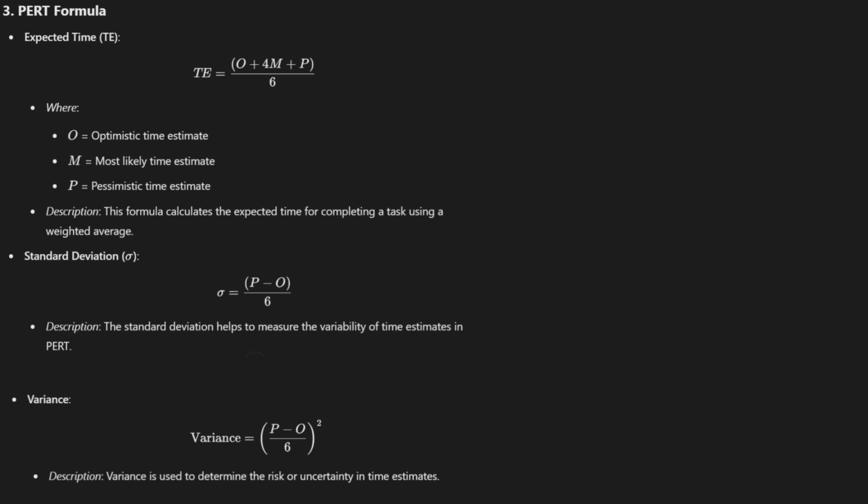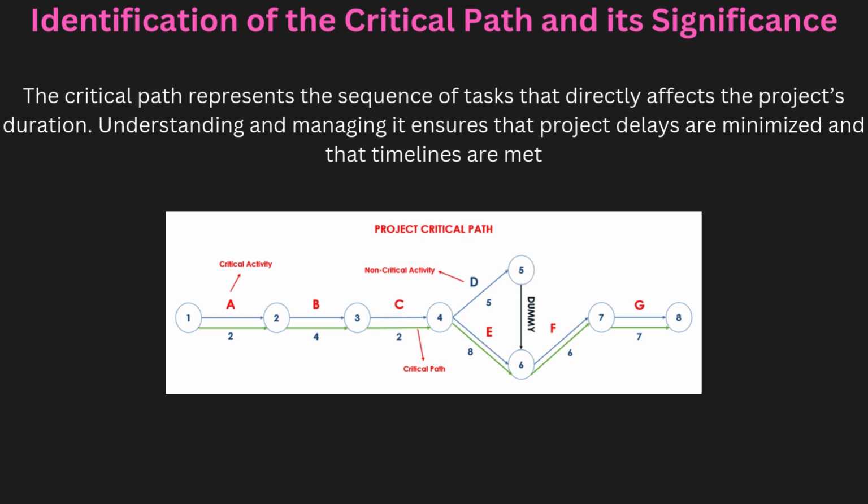Identification of the critical path and its significance. The critical path is the longest sequence of tasks in a project that determines its shortest possible duration. Identifying this path is crucial because any delay in these tasks will directly impact the project completion time. By focusing on the critical path, project managers can prioritize the resources for the tasks that have no slack time and ensure that they stay on track.